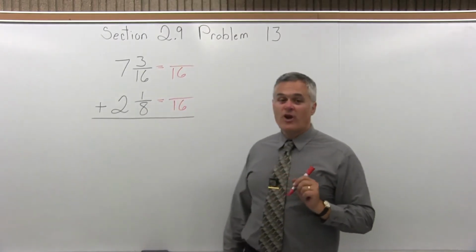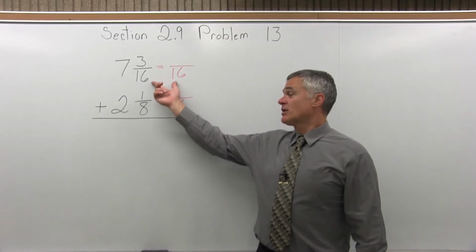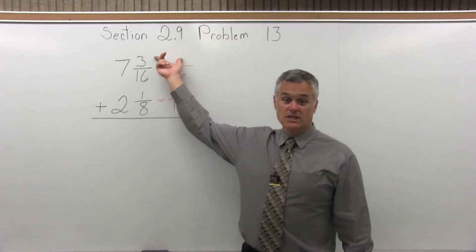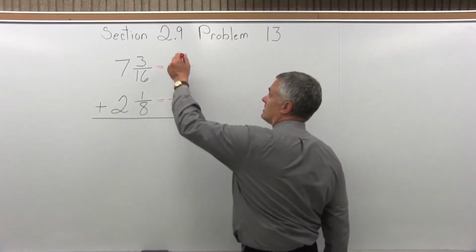So for the top fraction, if the denominator gets to stay the same, it was 16, it stayed 16, then the numerator will also stay the same. It was 3 and it will just stay 3.